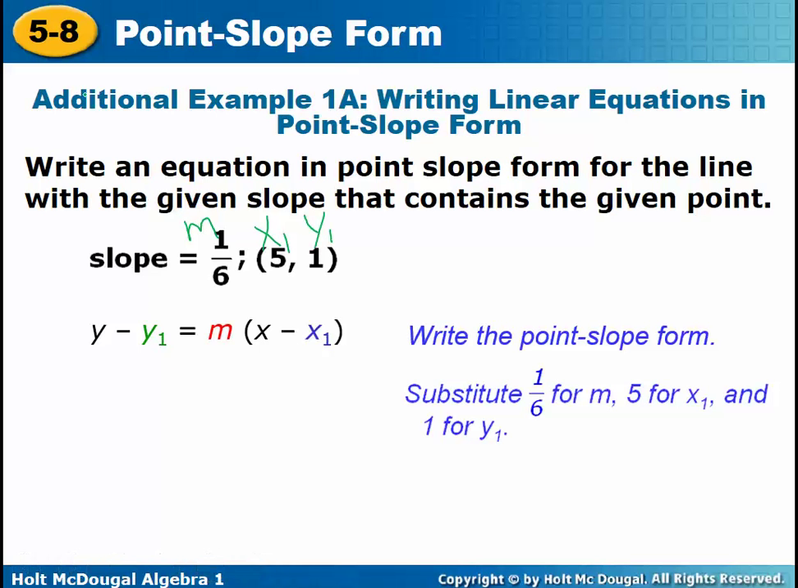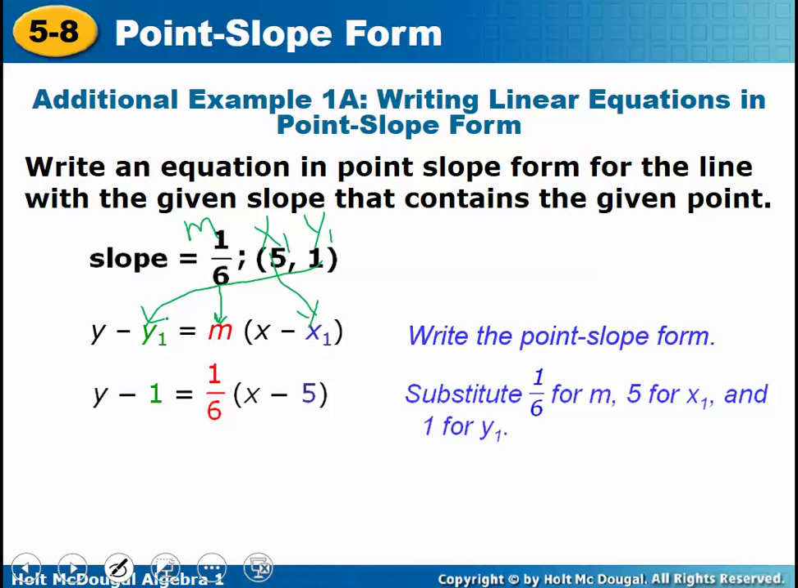So we just replace each of those numbers down here. So this is m, it's going to go right here. And this is x sub 1, it's going to go right here. And this is y sub 1, it's going to go over here. So you have to rearrange them a little bit. And when we do that, we get y minus 1 equals 1/6 times x minus 5.